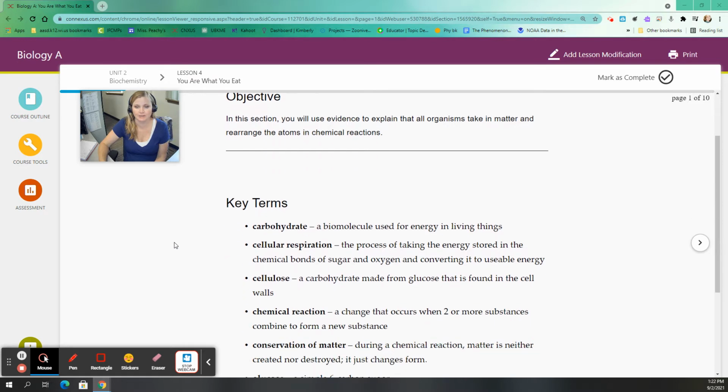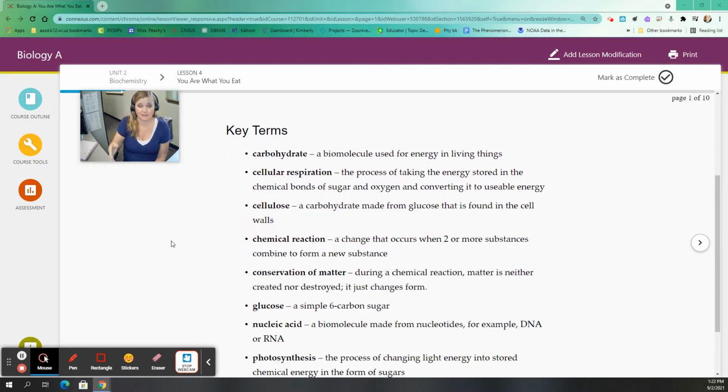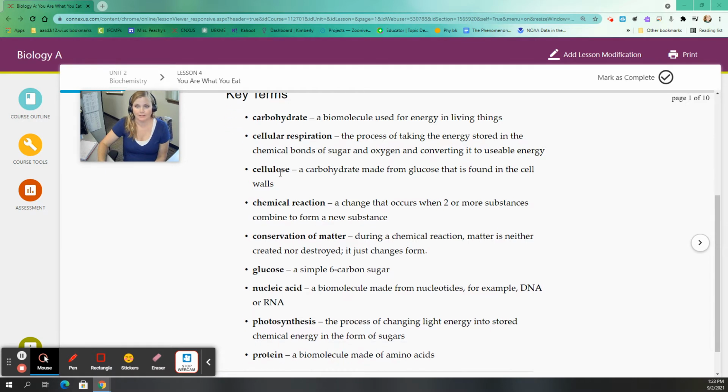So the key terms here, and remember that this is a notes guide that you can find on my website. The link is right below the video. The key terms are carbohydrate, cellular respiration, cellulose, chemical reaction, conservation of matter, glucose, nucleic acid, photosynthesis, and protein.